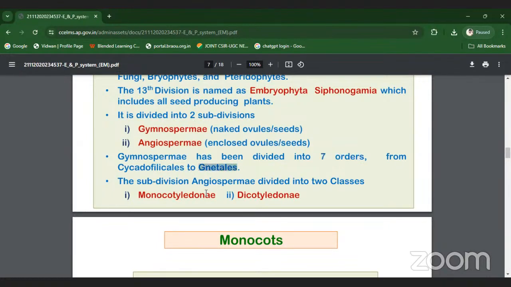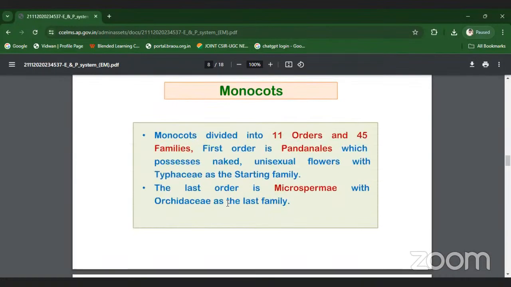The subdivision Angiospermae is divided into 2 classes. First monocotyledons, second dicotyledons. Next, the monocots are divided into 11 orders and 45 families. The first order is Spadiciflorae, which possesses naked unisexual flowers, that is simple. The last order is Microspermae, with Orchidaceae as the last family. In Microspermae, the complex flowers are there.